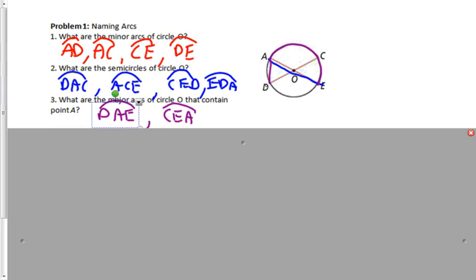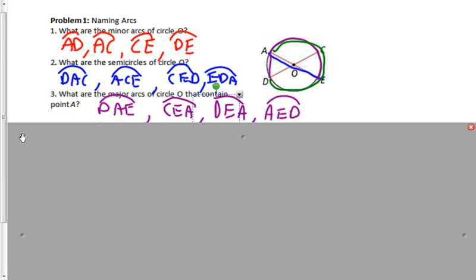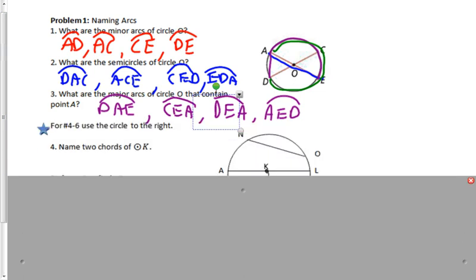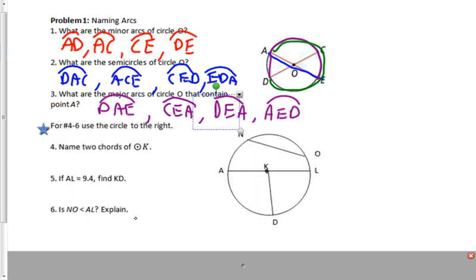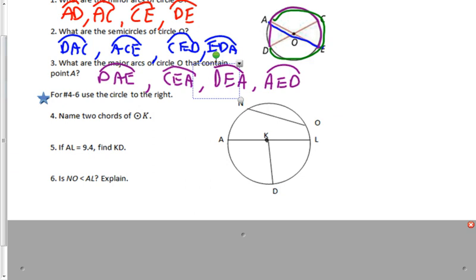You could do all the way around here, which is in green, DEA. And you could do the other way too. You could do ACD or AED. And I think that's it, but you can keep naming them if there are more, but you have to be greater than a semicircle.